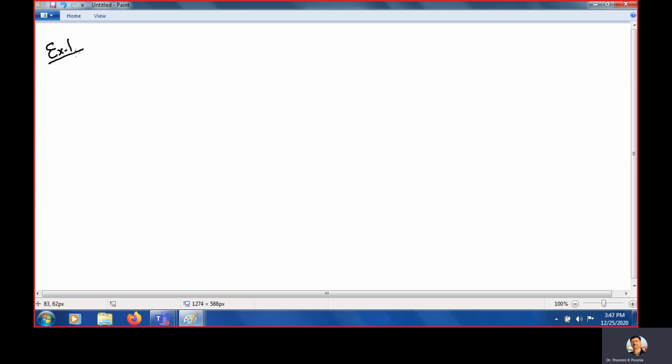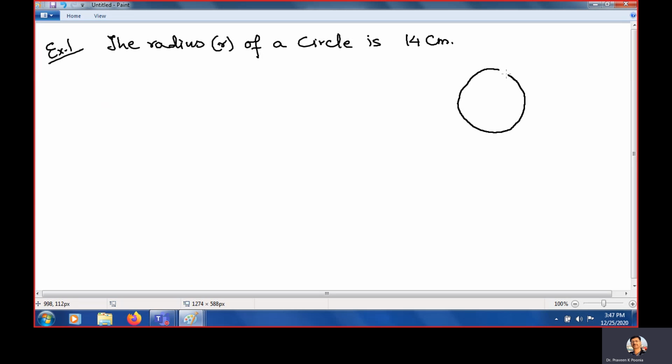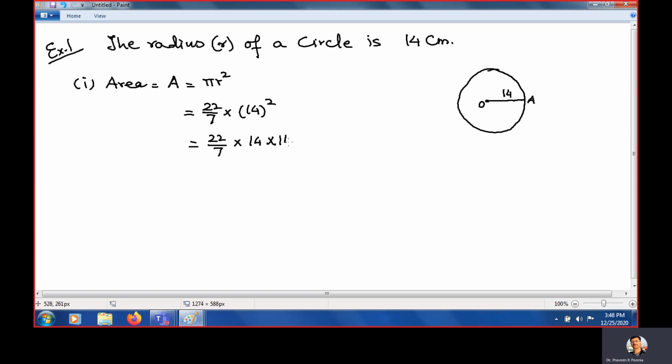Example number 1. The radius, meaning r, of a circle is 14 centimeter. That means if this is the circle, then this distance from here to here is 14. This is O, this is point A. This distance is 14 centimeter. Clear? So we need to find two things. First, the area, which is A, and the formula is pi r power 2. Pi means 22/7 into r, which is 14 power 2. So you can use 22/7 into 14 into 14.